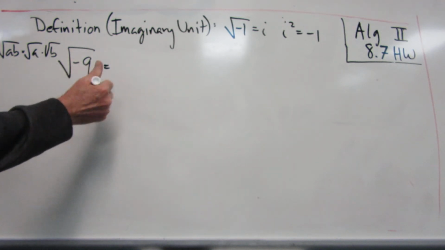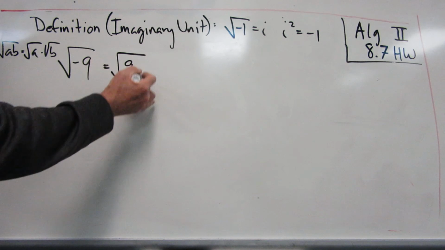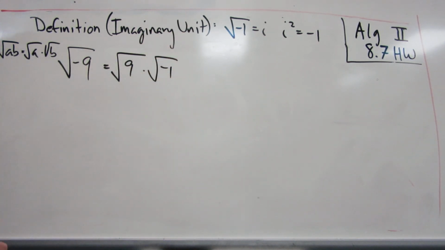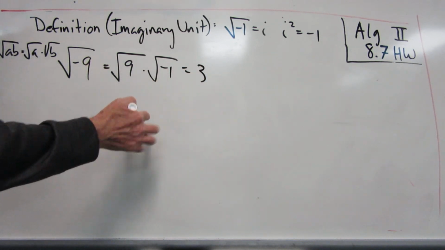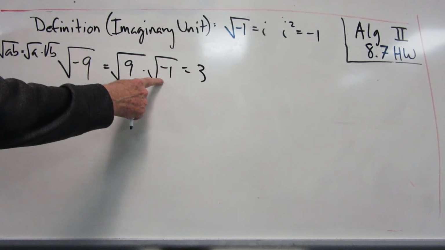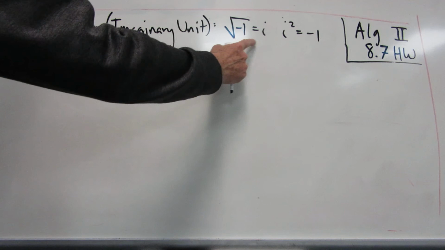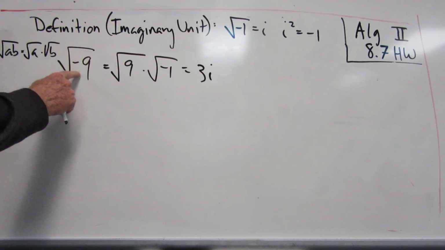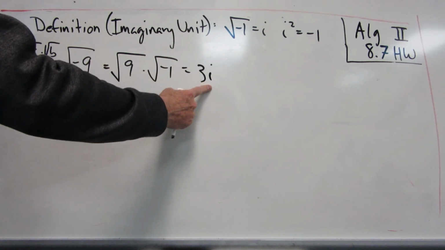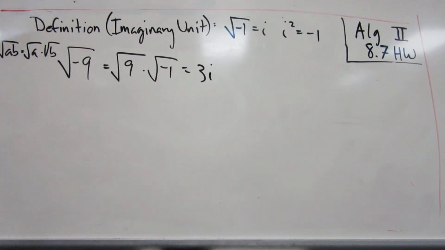So I'm going to split this up into the square root of 9 times the square root of -1. Well, obviously the square root of 9 is simply 3. And what's the square root of -1? Well, the square root of -1 is defined as a lowercase i. So the square root of -9 is 3i. Okay, that's how we would work that.